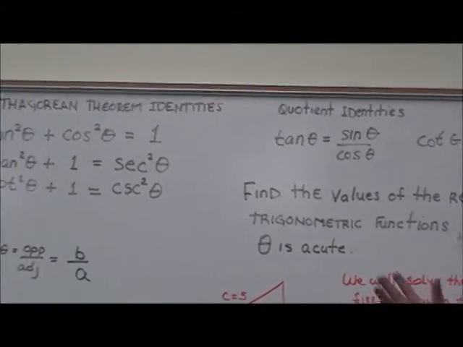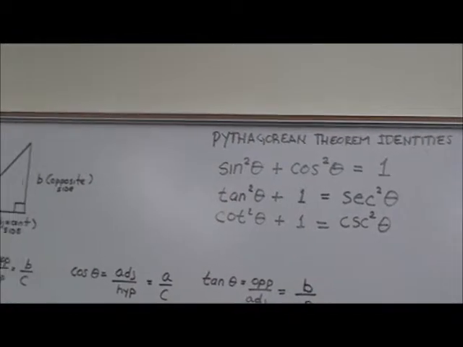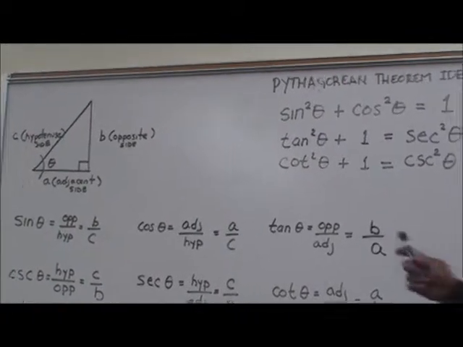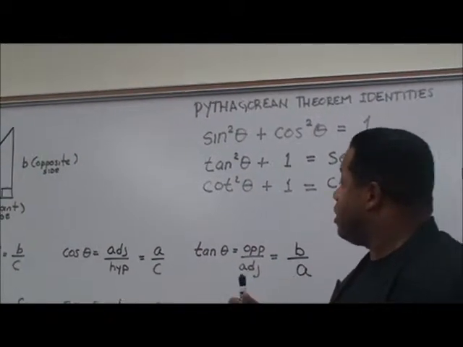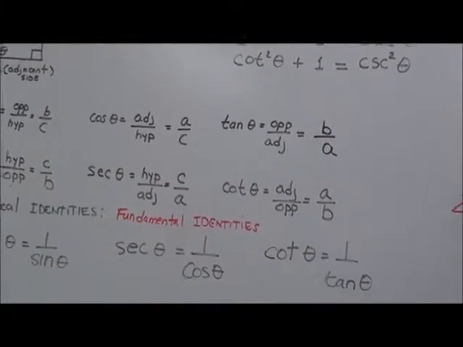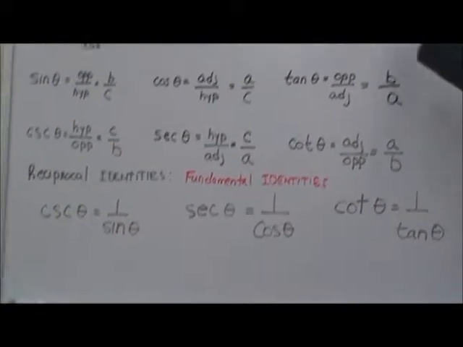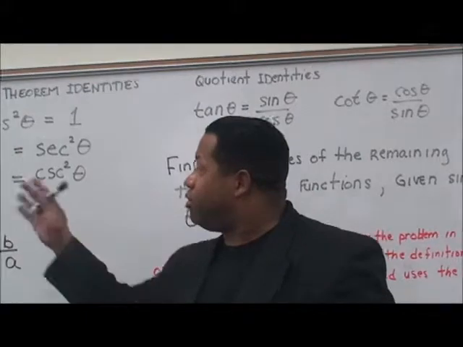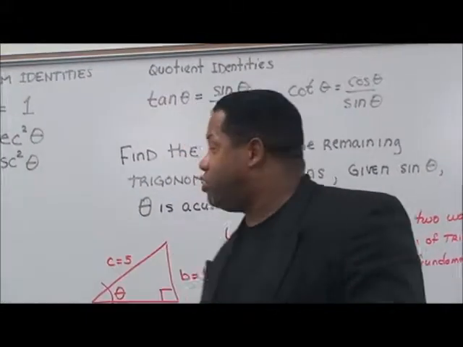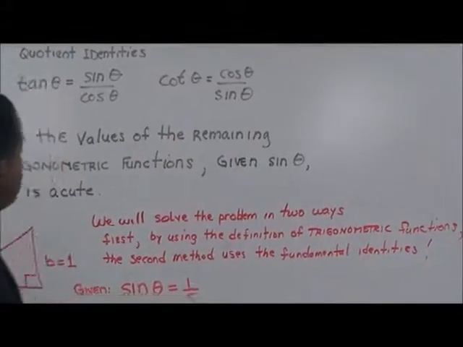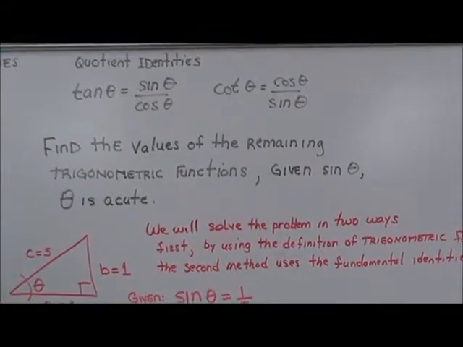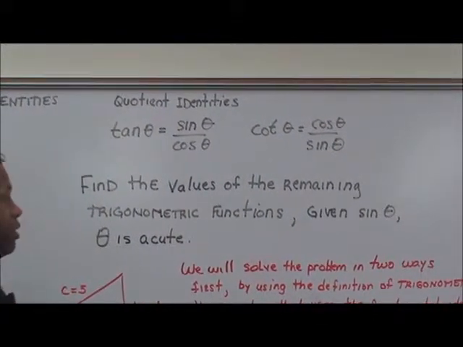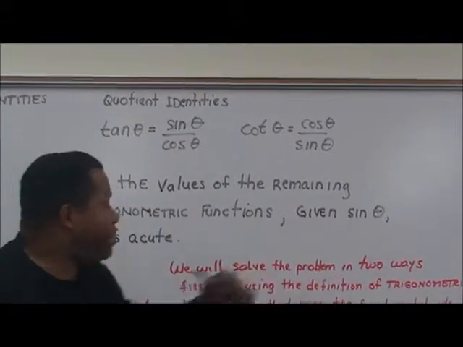We are continuing with lesson 3 of trigonometric functions and their identities. As you saw in the other videos, we showed trigonometric identities, the reciprocal identities, which are also called the fundamental identities, and the Pythagorean Theorem identities. Now we're going to apply most of these identities to solve a problem dealing with the values of these functions.